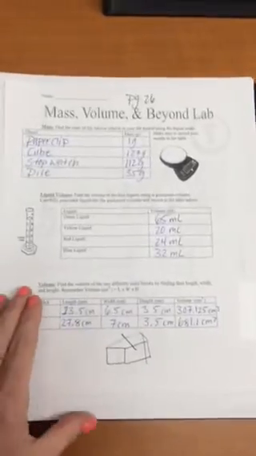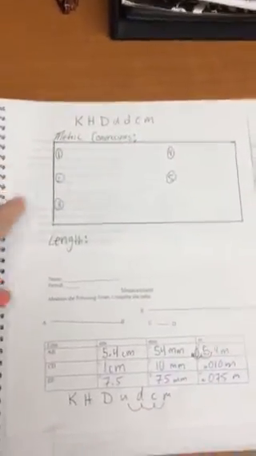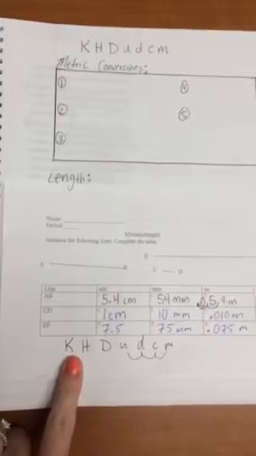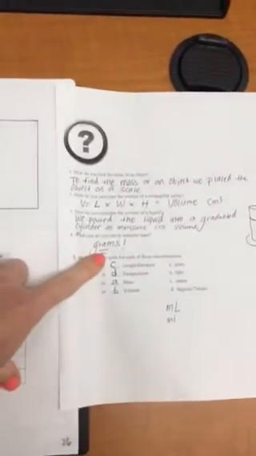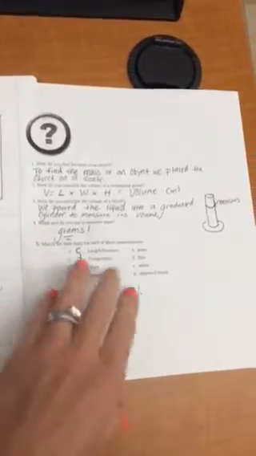On page 26, there's a mass, volume, and beyond lab. This is where we practiced around the different circuits, practicing metric measurement. So I have my metric conversions, and then I also practice measuring length. Please make sure, again, the questions are completed on the back. If you ran out of time, you want to make sure those are completed for the ISN check.